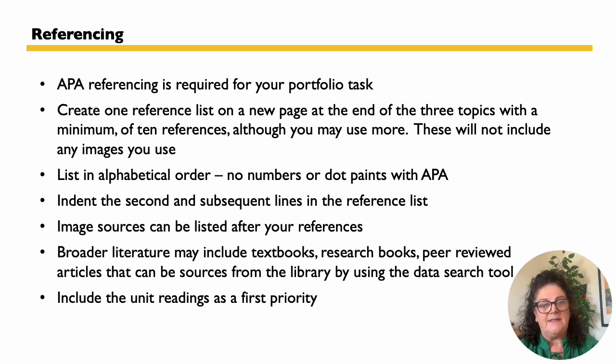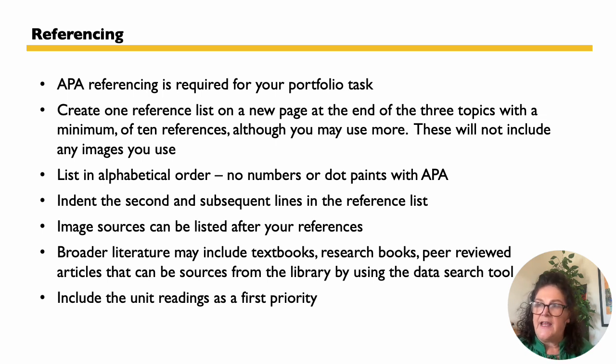APA referencing is listed in alphabetical order. There are no numbers or dot points. And make sure you indent the second and subsequent line in the reference list. Most of you did this really well.